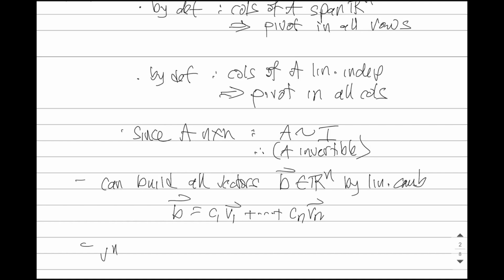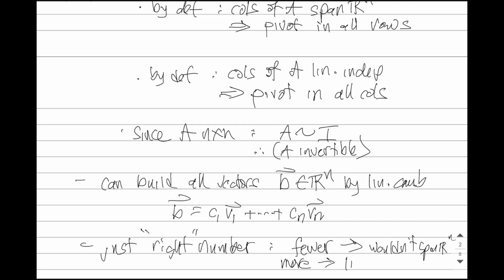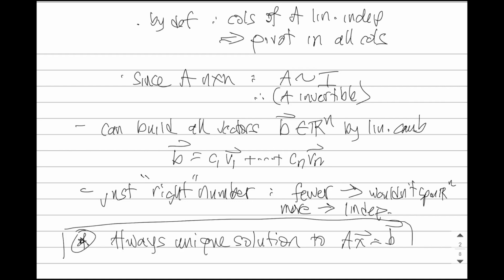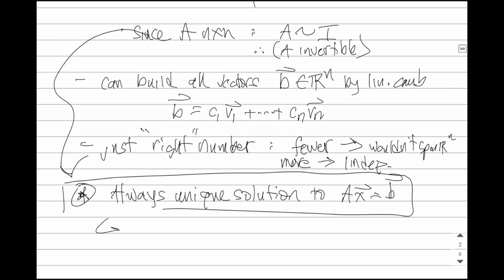You have just the right number of these basis vectors. If you had fewer of them, you wouldn't have a pivot in every row, and they wouldn't span Rn. And if you had more of them, then they would be linearly dependent. If you had more than n of them, you wouldn't be able to have an independent set. The real advantage of this is that there is always going to be a unique solution to any Ax equals b. The matrix has columns that span Rn and that are linearly independent. Any vector has a unique representation in terms of a basis.